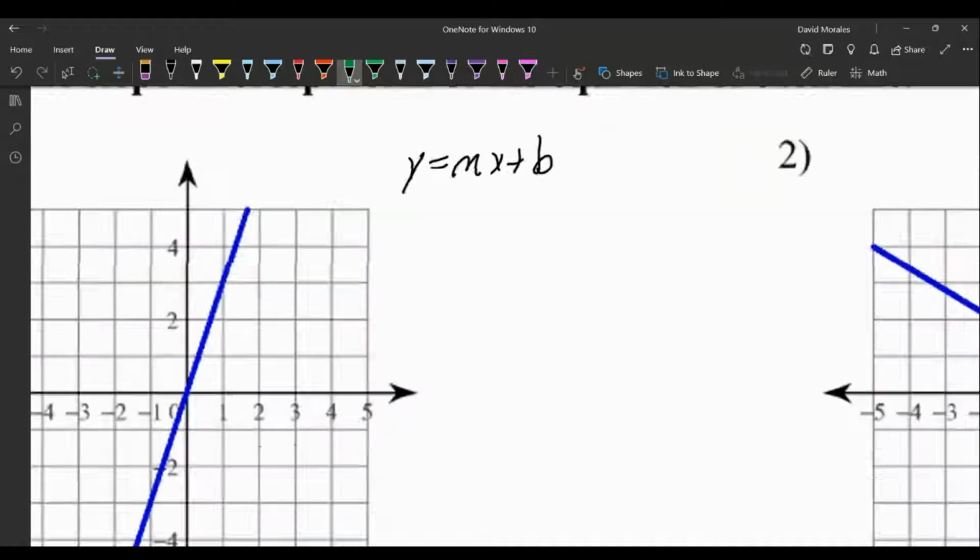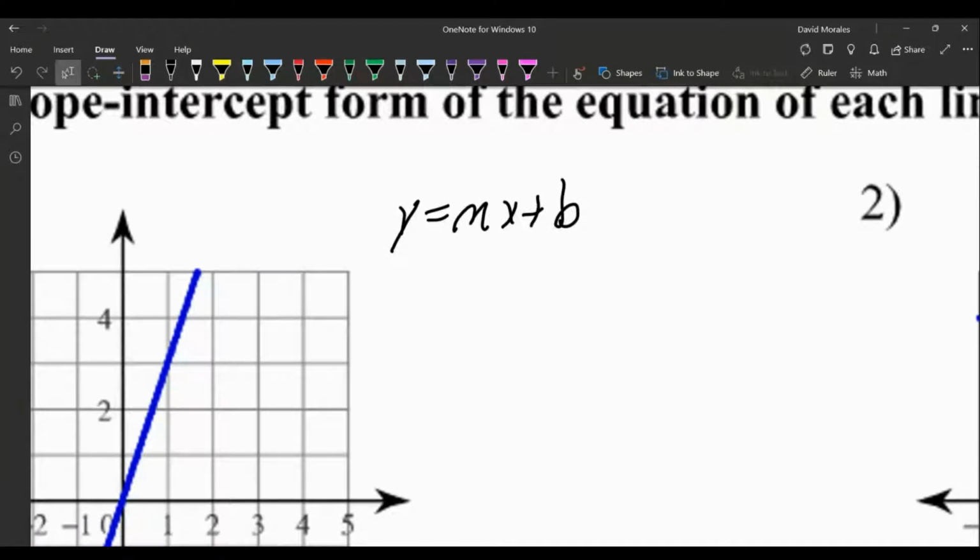Let me zoom in here. The y stands for the output. The x stands for the input. And the m stands for slope, or in quotes, rate of change.